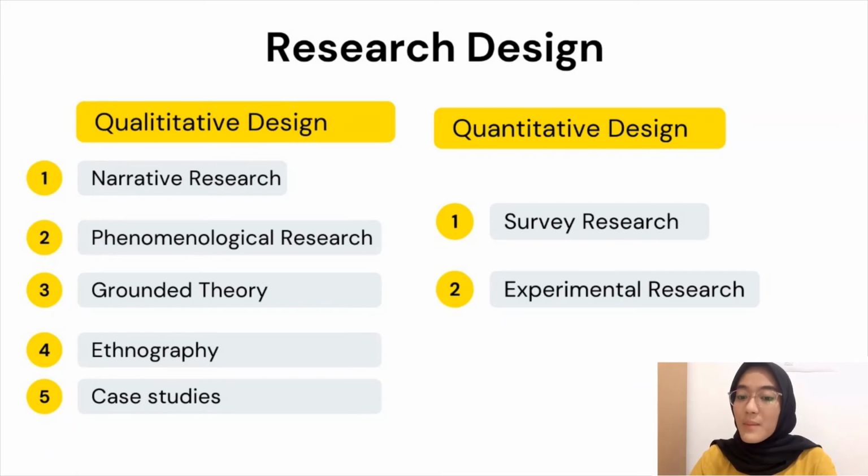Survey research provides a quantitative or numeric description of trends, attitudes, or opinions of a population by studying a sample of that population. And experimental research seeks to determine if a specific treatment influences an outcome. The researcher assesses this by providing a specific treatment to one group and withholding it from another, and then determining how both groups scored on an outcome.